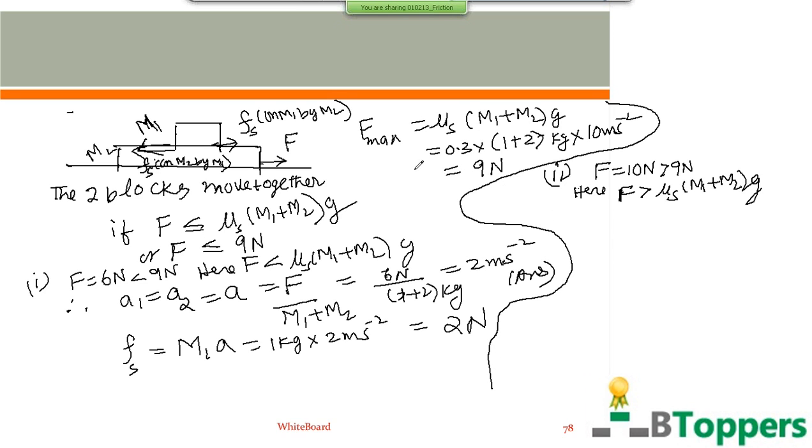As I discussed earlier, the two blocks move together with a common acceleration a equal to F by (m1 plus m2) only when the magnitude of the horizontal force applied on the lower block is not more than mu s into (m1 plus m2)g. So here F is more than mu s into (m1 plus m2)g. Therefore, there will be slipping between the two blocks. Therefore, the type of friction that exists between the two blocks will be the kinetic friction or sliding friction.